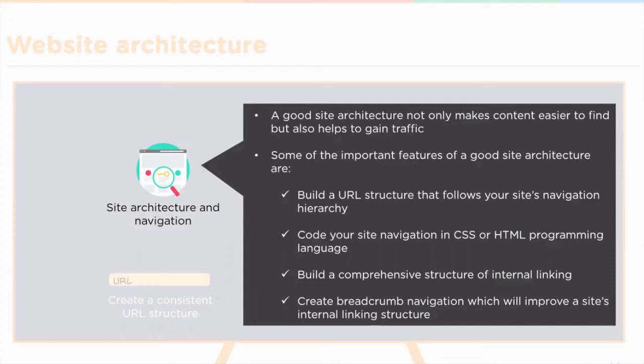Code your site navigation in CSS or HTML. Make it easy for the search engines to follow. Build a comprehensive structure for internal linking, meaning there should be natural internal links. If a page is relevant to another page, then create an internal link. If you have a very big website with a lot of content or a lot of products, then create a breadcrumb navigation. We may be familiar with that on Amazon as an example.